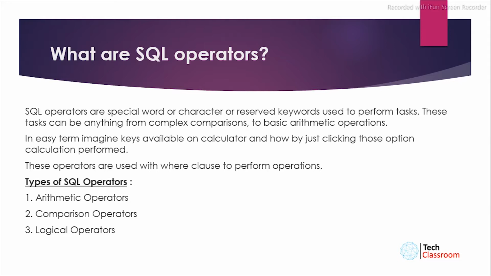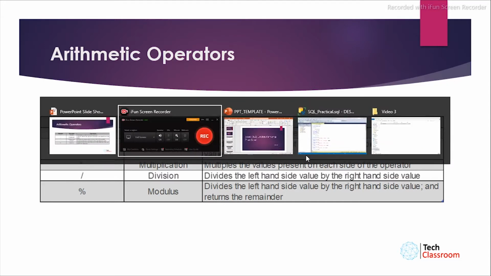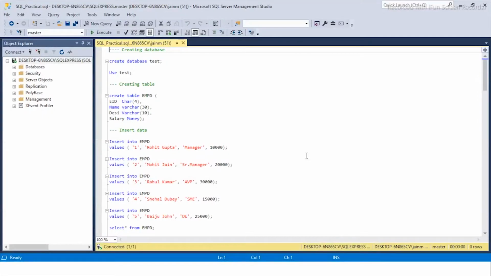So there are basically three types of SQL operators: arithmetic, comparison, and logical. There are a few other operators, which you will come to know once you start working on SQL. These are basically the advanced ones. So the first operator we're going to cover is the arithmetic operators. As you can see, there's a table showing addition, subtraction, multiplication, division, and modulus. So let's see how we can use that in SQL.